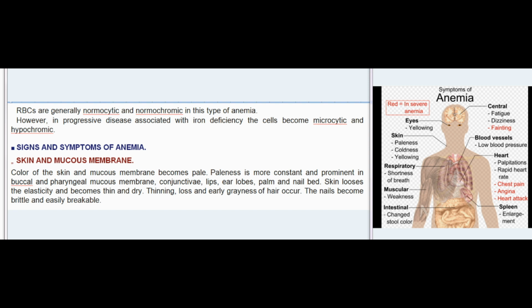Signs and symptoms of anemia. Skin and mucous membrane. Color of the skin and mucous membrane becomes pale. Paleness is more constant and prominent in buccal and pharyngeal mucous membrane, conjunctivae, lips, earlobes, palm, and nail bed. Skin loses the elasticity and becomes thin and dry. Thinning, loss and early grayness of hair occur. The nails become brittle and easily breakable.